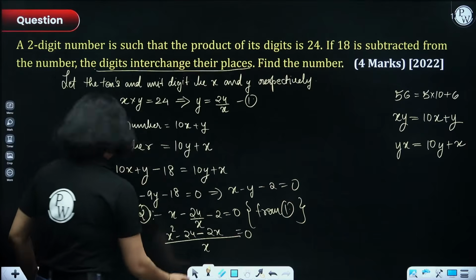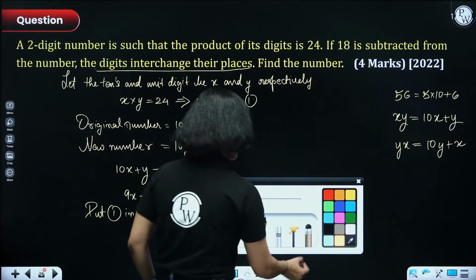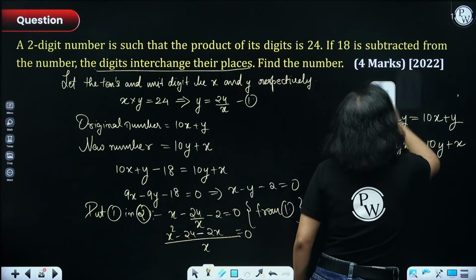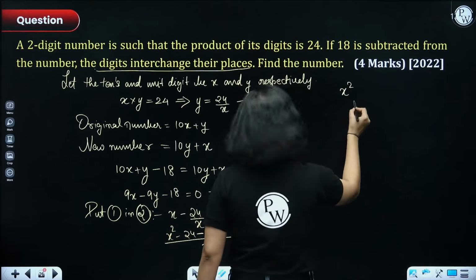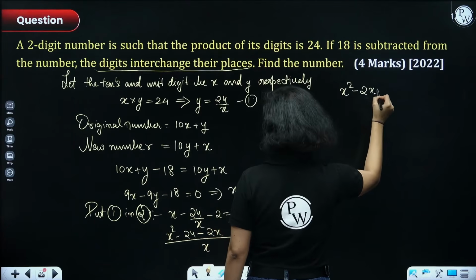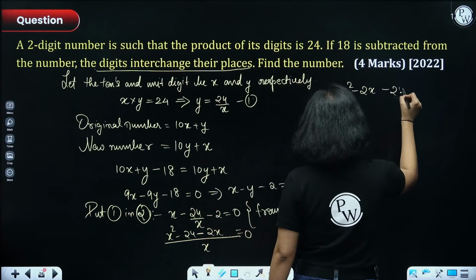Okay, so now everyone, let's see the equation. So, the equation will now look like this. x square minus 2x minus 24 is equal to 0.